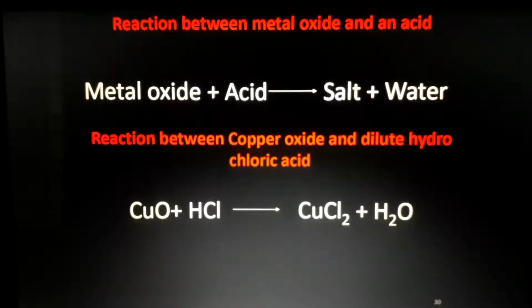Metal oxides, iron oxide, copper oxide, lead oxide, aluminum oxide, all will react with acid to give salt and water. In this case, which salt did we get? We got copper chloride and water. Understand? So, reaction between copper oxide and dilute hydrochloric acid.